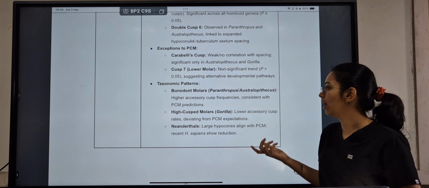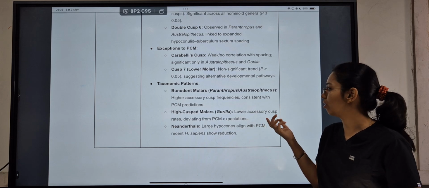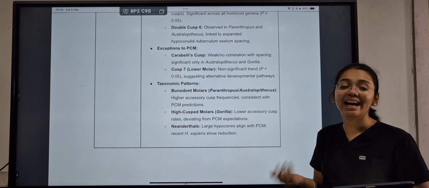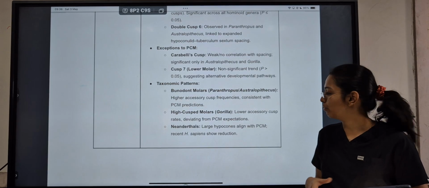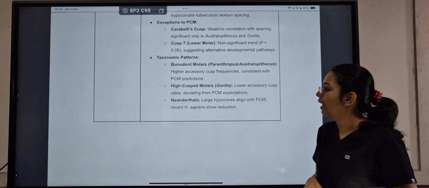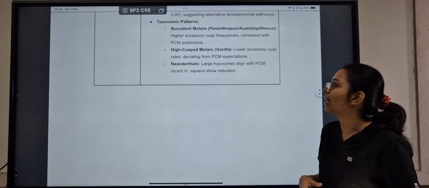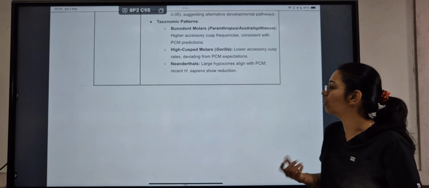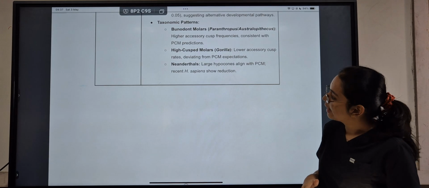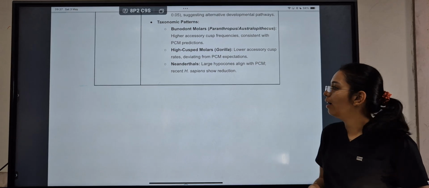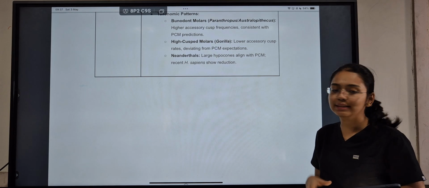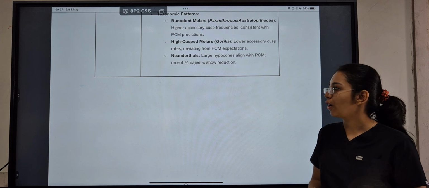The molars of Paranthropus or Australopithecus species had higher accessory cusp frequencies, which was consistent with the previous PCM predictions, and higher cusp molars as said, which was seen in gorillas. And Neanderthals had large hypoconulids which aligned with the PCM. Recently, Homo sapiens show reduction due to processed food and such.